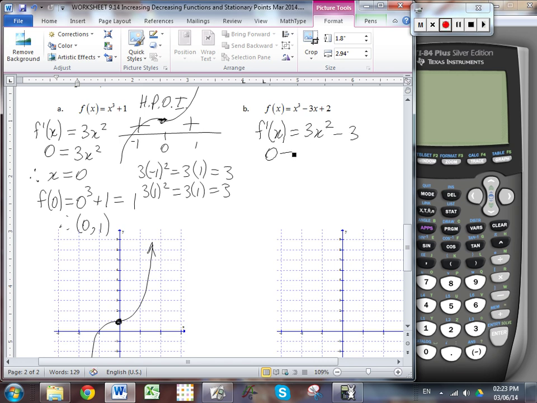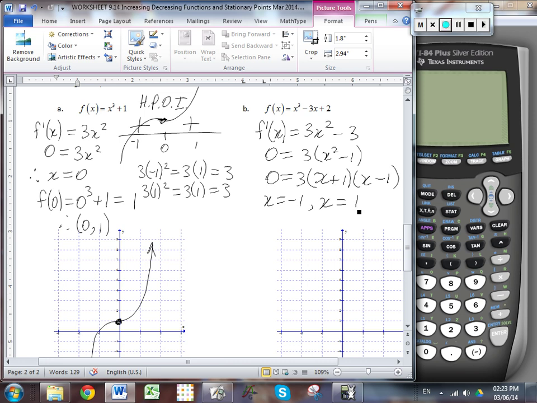And let's set that equal to 0. Turns out I can factor out a 3. And the x squared minus 1 factors to x plus 1, x minus 1. So I've got 3 factors, the 3, the x plus 1, and the x minus 1. Now of course 3 can never equal 0, but x plus 1 could equal 0 if x was equal to -1, and x minus 1 could equal 0 if x was equal to +1.